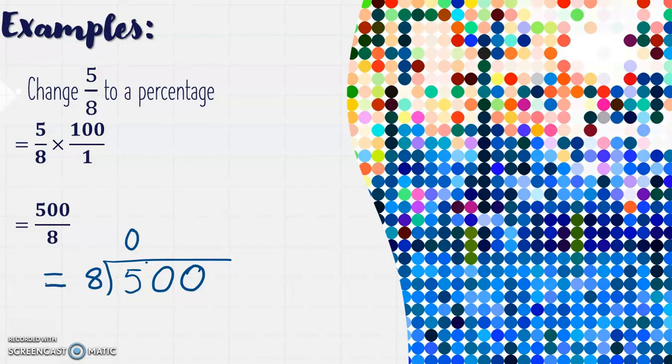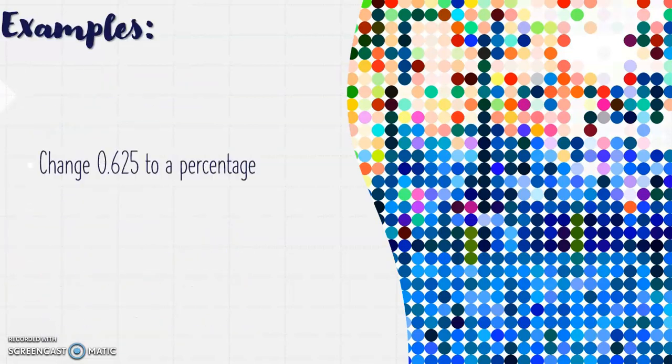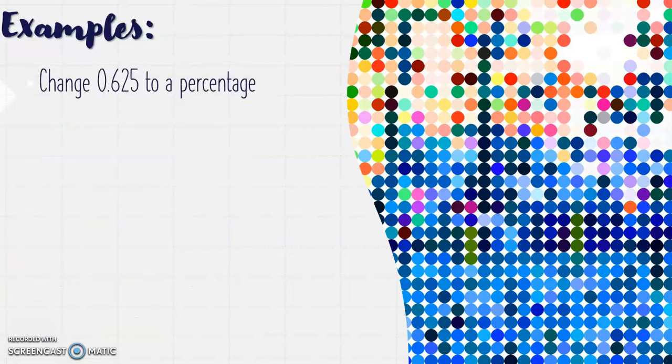So how many times does 8 go into 5? 0, with a remainder of 5. How many times does 8 go into 50? 6, with a remainder of 2. How many times does 8 go into 20? Twice, with a... we have no more zeros. So we put our decimal point and we add a 0 on. We have a remainder of 4. And then how many times does 8 go into 40? 5. And we have no remainder. So our answer is 62.5%.